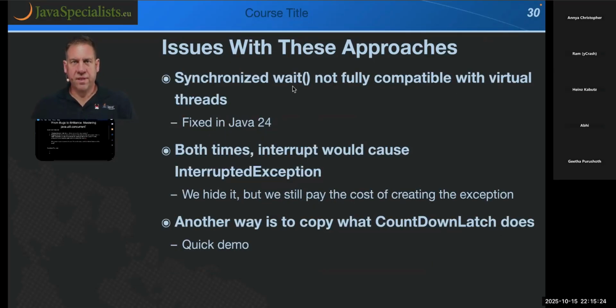And the first example wasn't that great to do this because it's not fully compatible with virtual threads. Fixed in Java 24, but if you're in Java 21, you don't want to do that. Another way to do it, which you can try yourself as a demo, is to take CountDownLatch and copy and paste that into your own class and use that. And if you ever look up the newsletter, I've got an example of that on the newsletter. Look for starting gun, you'll see it there as well.